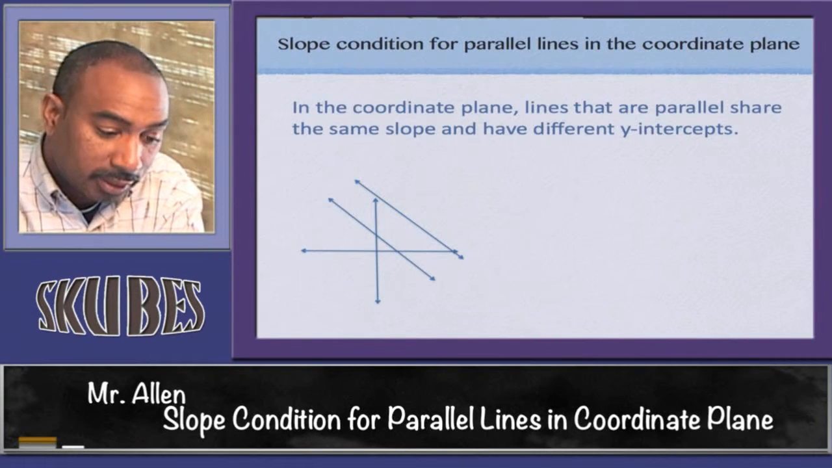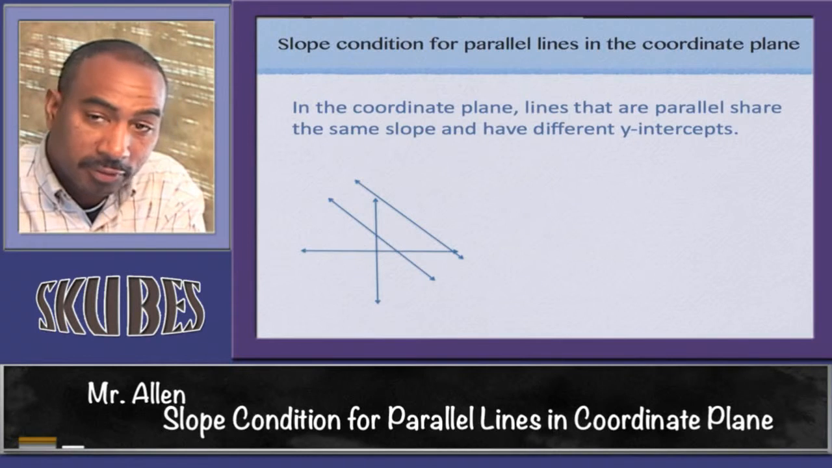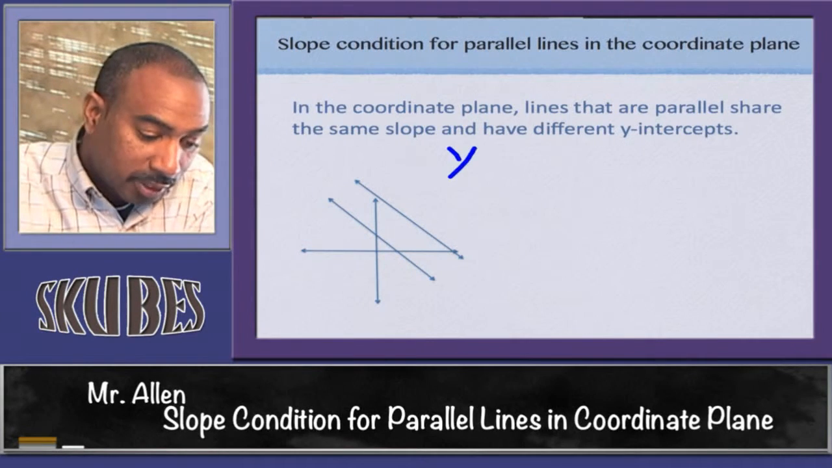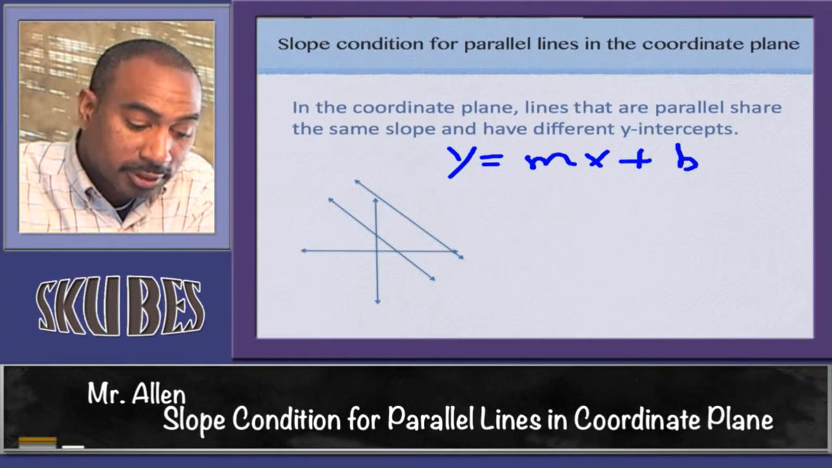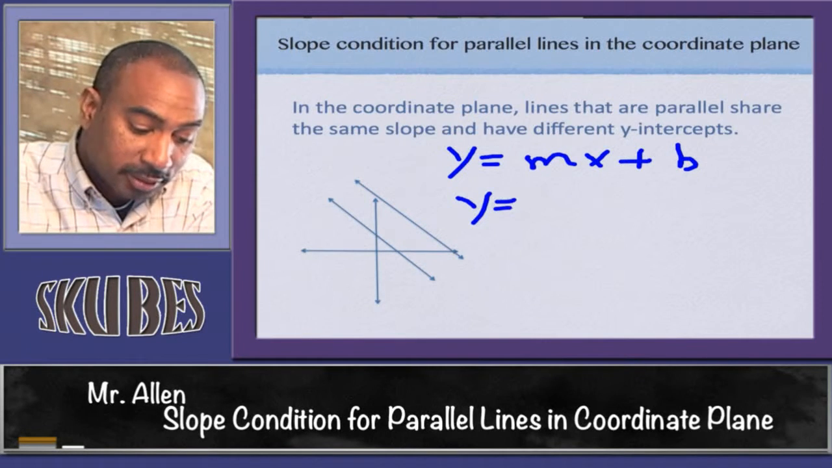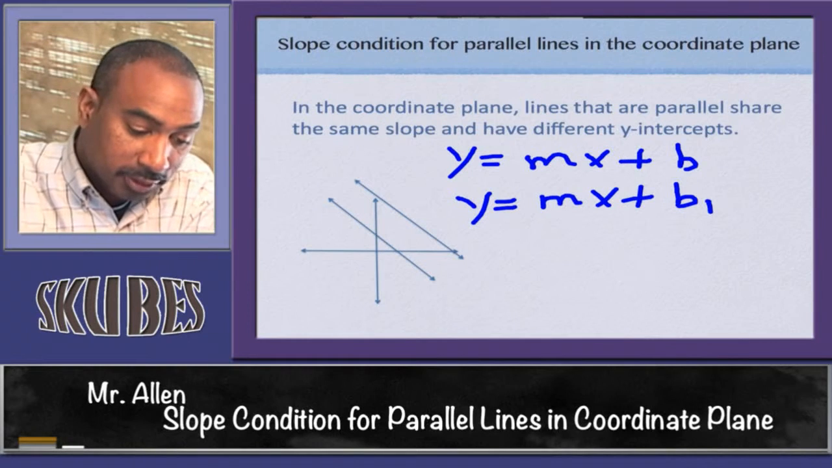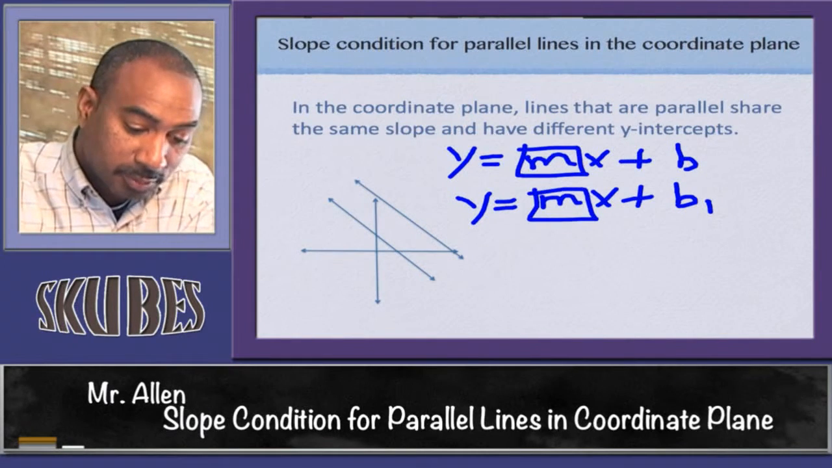In the coordinate plane, lines that are parallel share the same slope and have different y-intercepts. So, for example, we have y equals mx plus b. If another line was parallel to that, you have y equals mx plus, let's say b1, to be a different y-intercept. But the slopes have to be the same. That's what you're looking for. And these must be different.